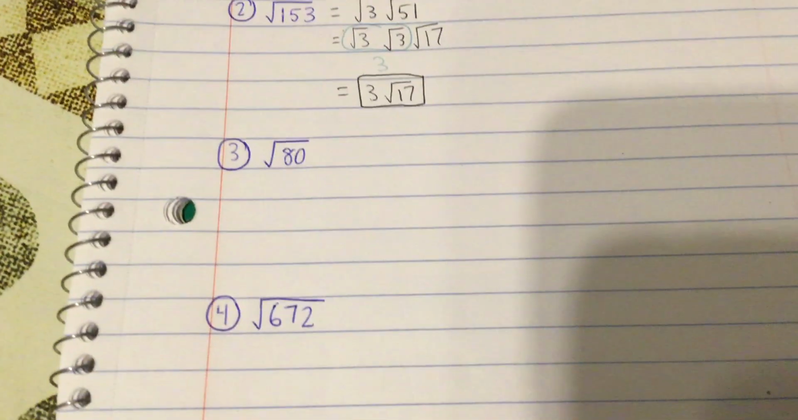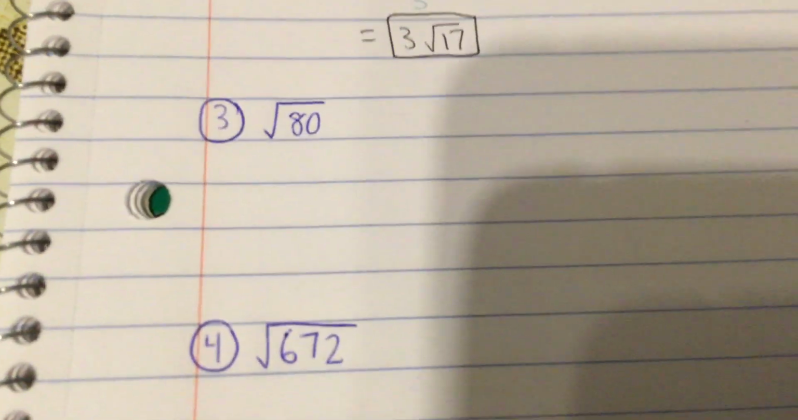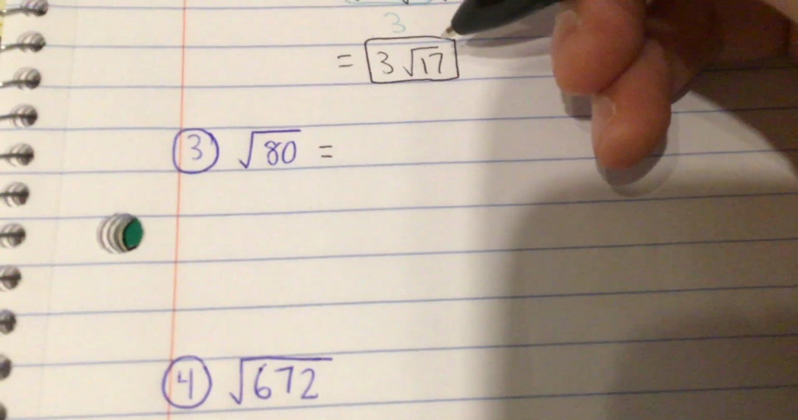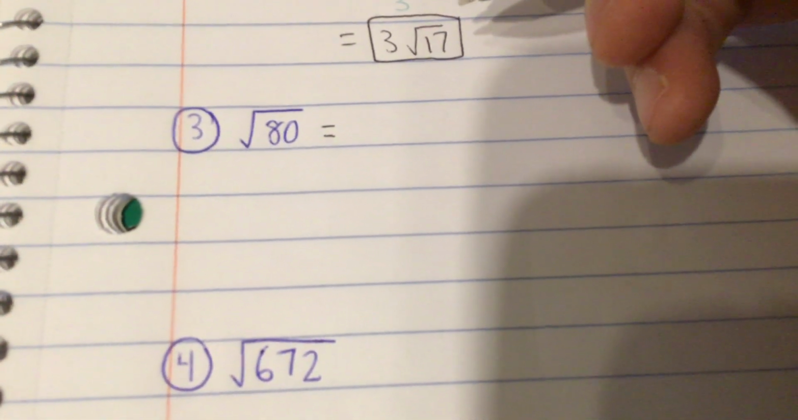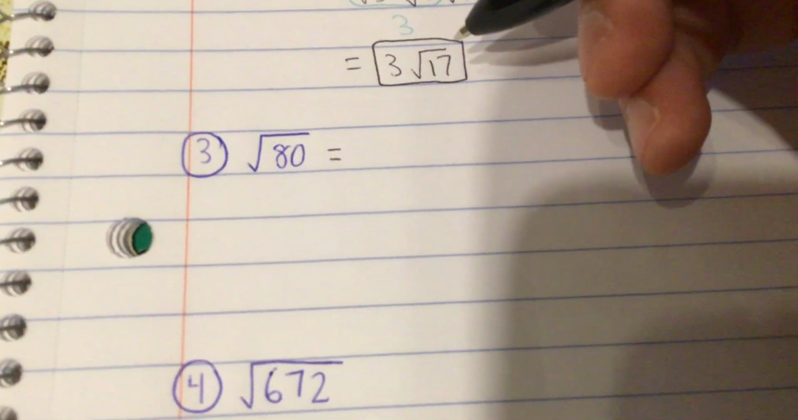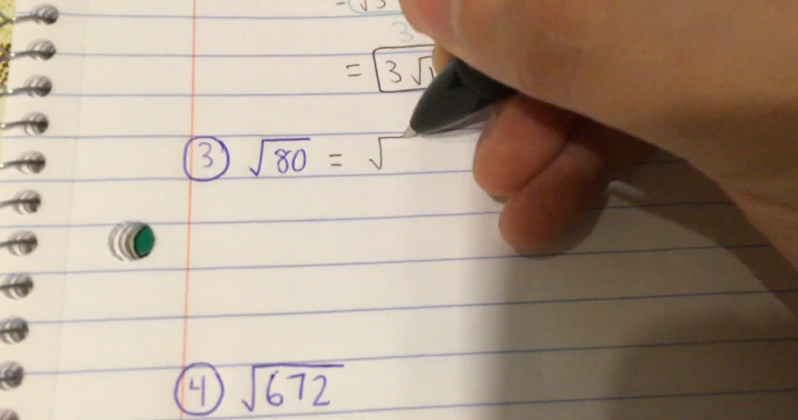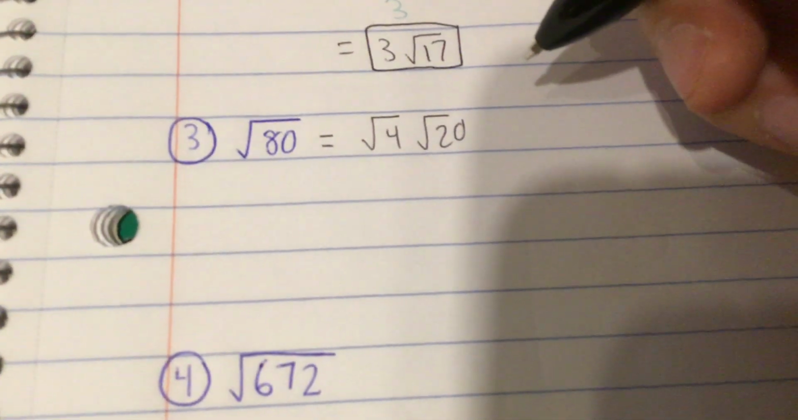Okay. Let's move on to problem number 3. Can I simplify radical 80? Well, what can you do? I've got 2 times 40, 4 times 20, 8 times 10. Why don't I go with radical 4, radical 20, because at least I know I got a square there.